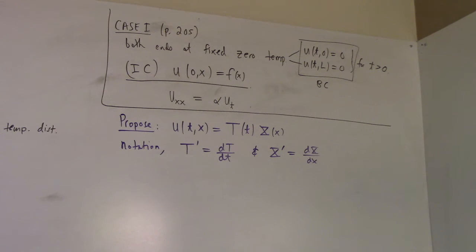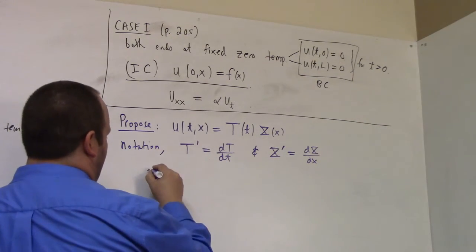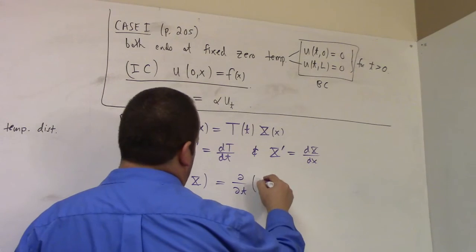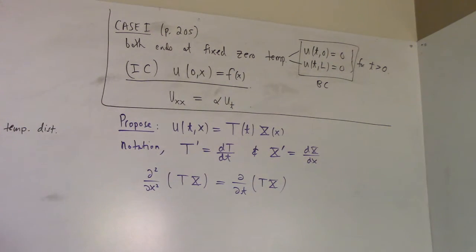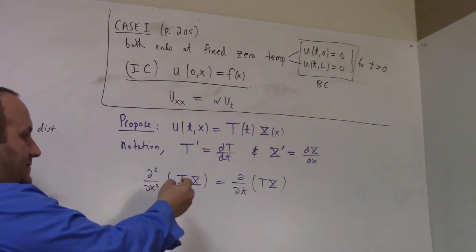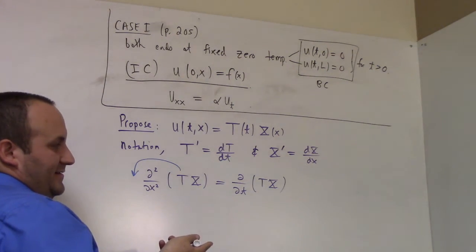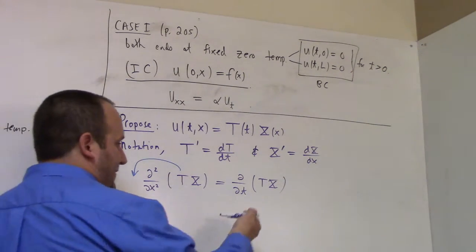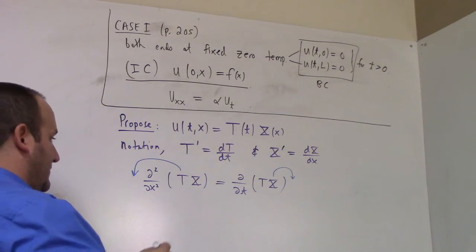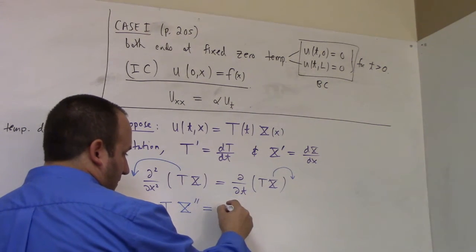All right, so you plug it back in, like you said, see if it works, but it won't be so bad. So we have to do what? Partial squared, partial x squared of T(x,t) is equal to partial t of T(x,t), right? So how's that go? Well, T is a function of time alone, so this guy you get to pull out like so. And on the other side, X is a function of x alone. Partial t is a constant with respect to this partial differentiation, so you pull that out. So what's that leave you with? Just T X double prime equal to T prime X.